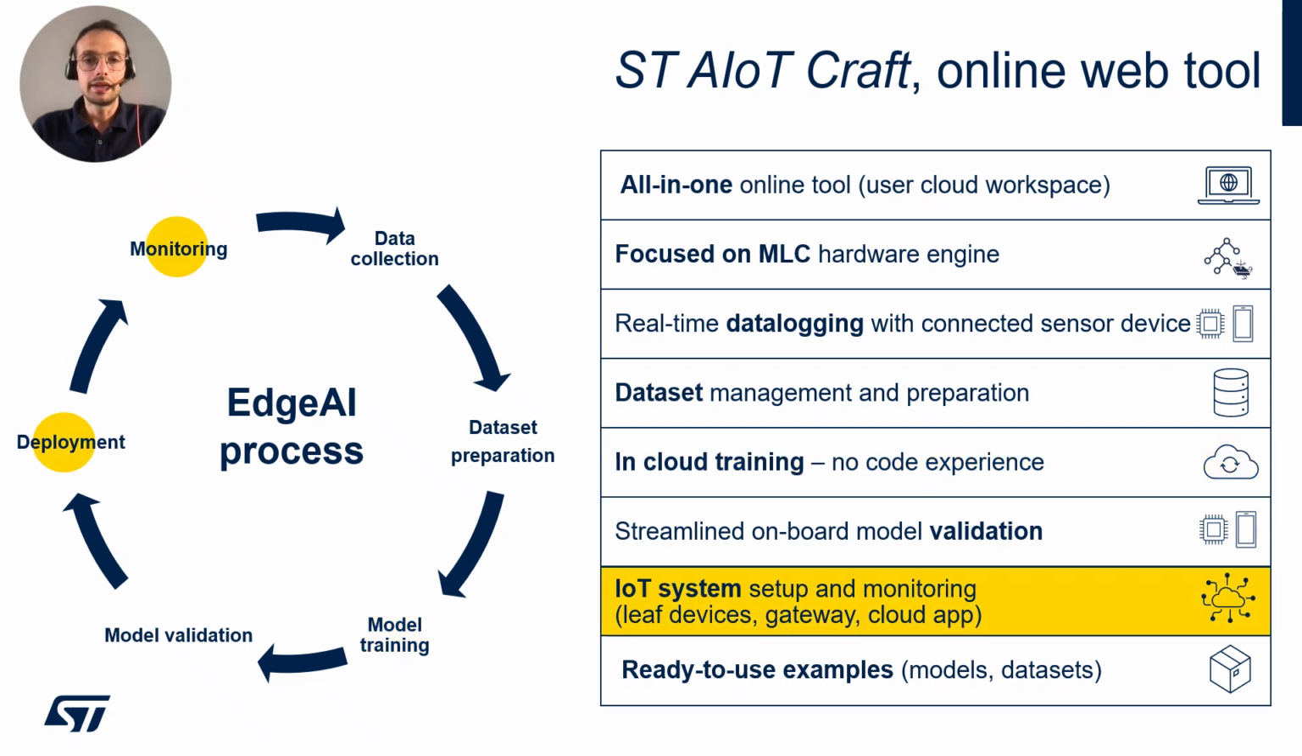Once you have trained and validated your model and the result is satisfactory, ST AIoT Craft helps you in deploying your solution on the field. This is accomplished by configuring a fully functional IoT system, cloud connected, consisting of a Leaf device linked to a gateway. Once the system is set up, the outcomes generated by the inference process of your model running on the field are streamed up to the cloud, where they are stored and made available for remote monitoring tasks through the ST AIoT Craft web application.